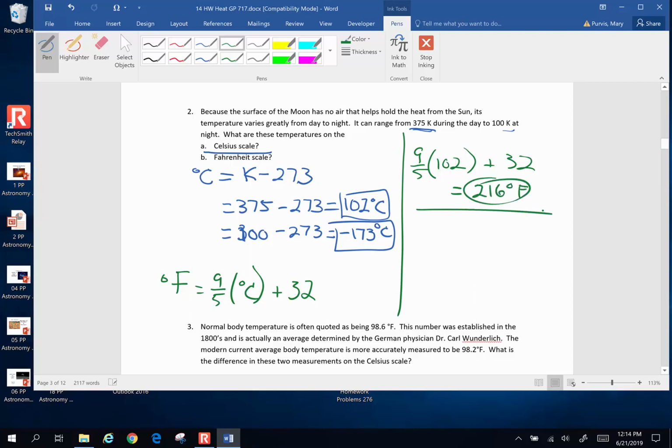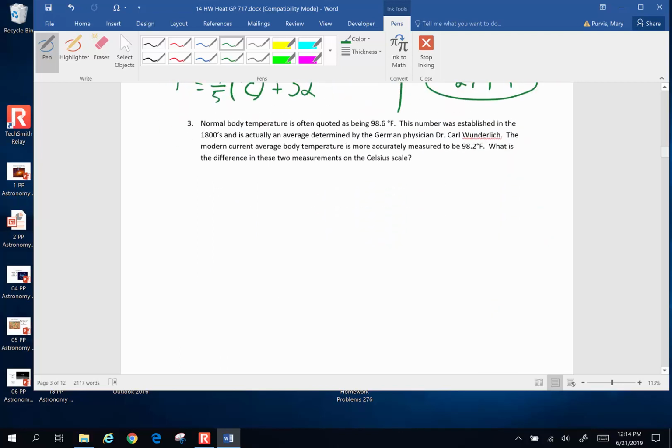And then the next one is going to be 9/5 times minus 173 plus 32. So carry that negative sign. Negative 173 times 9 divided by 5 plus 32. Would you believe, negative 279 degrees Fahrenheit. So quite hot and quite cold on the moon because it has no atmosphere to help hold that heat in.